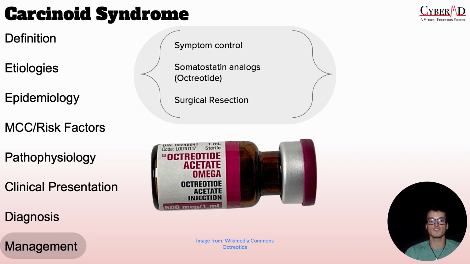The treatment may involve somatostatin analogs, such as octreotide on the slide here, which can help to control the hormone hypersecretion of serotonin and those other products, as well as targeted therapies such as cytotoxic chemotherapy for tumor control, and then in some cases, when possible, surgical resection of that primary tumor may be beneficial and may be curative if it's caught early enough.